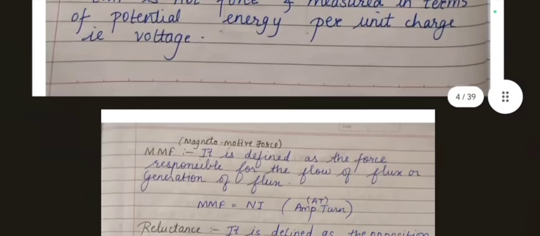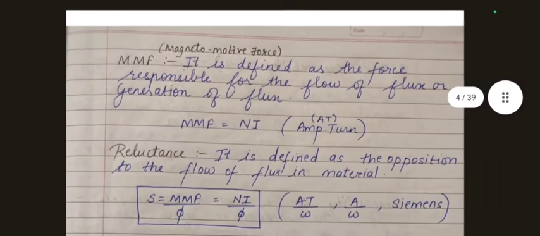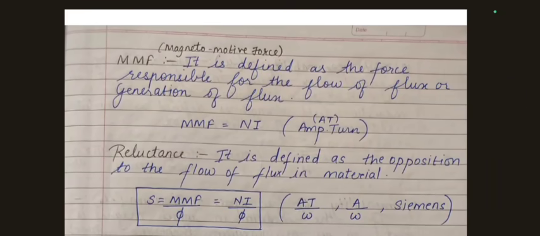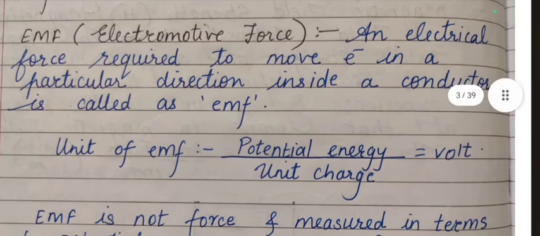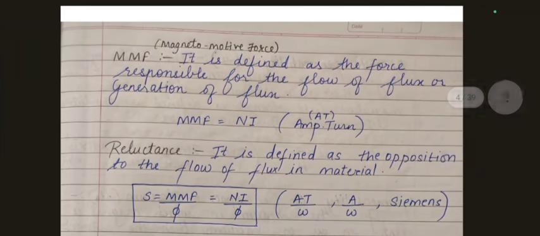Now the further topic which I told you about is MMF, which is related to the magnetic circuit. I told you about EMF so that you will be familiar with MMF very easily now. The full form of MMF is magnetomotive force. As EMF was the electrical force required to move electrons in a particular direction, MMF is the force which is responsible for the flow of flux. Remember, flux is never generated, it just flows.